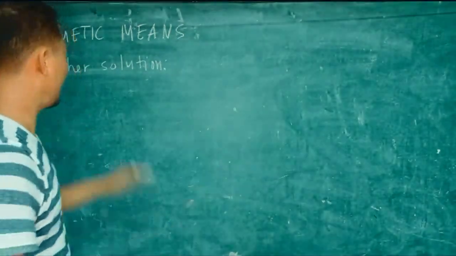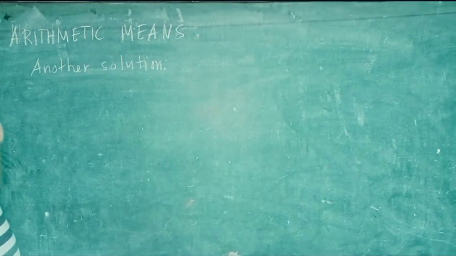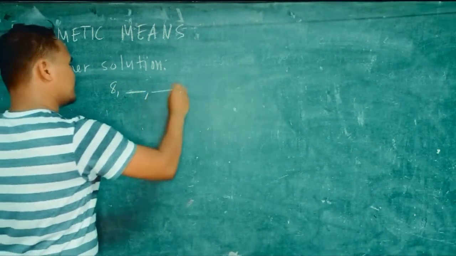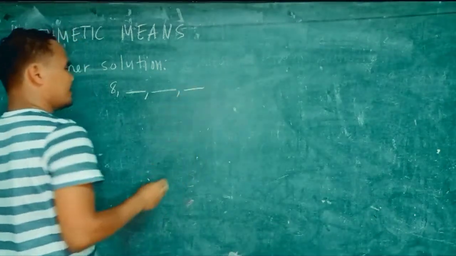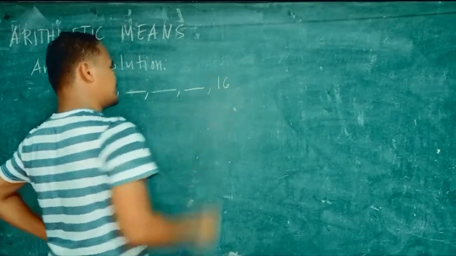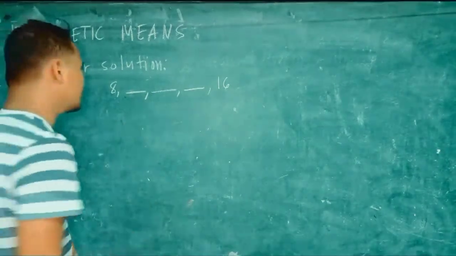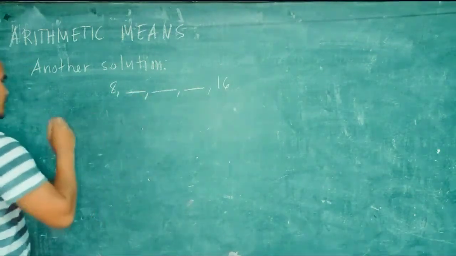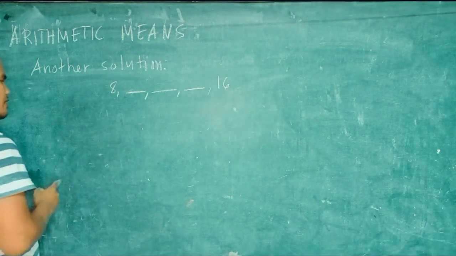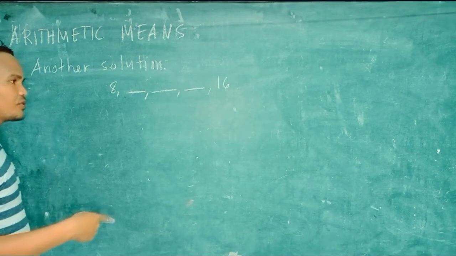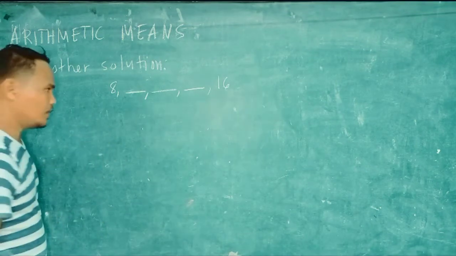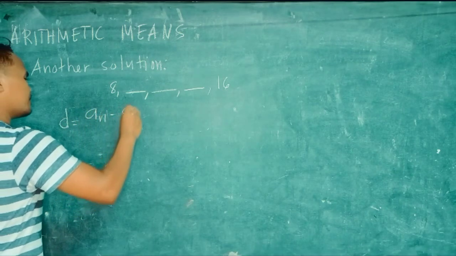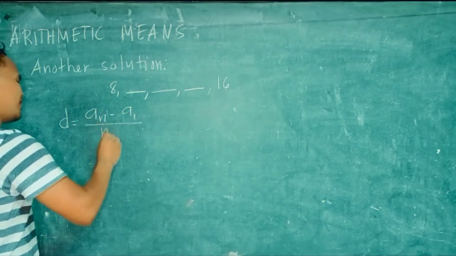That is the first problem about arithmetic means. Okay, the first term is 8. We have no second term, no third term, and no fourth term, but we have the fifth term, 16, because we are going to insert 3 terms between 8 and 16. Now, another solution in solving for the common difference: we would not use the nth term formula, but this one, a sub n minus a sub 1 all over n minus 1.